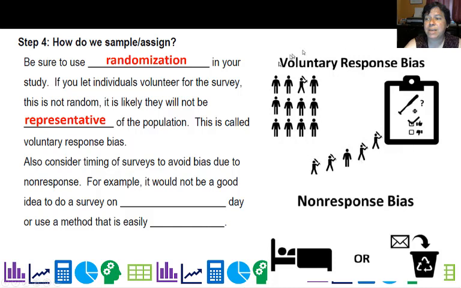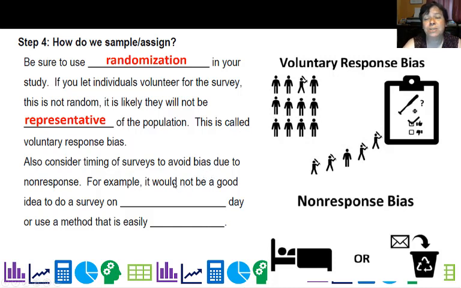I have this image here, and say I went to the cafeteria and I said, hey, I'm doing a survey on baseball. And who's most likely to come up and do my survey on baseball? Probably baseball players or baseball fans. So you can see here's the rest of the people in the cafeteria, and most people going up to do the survey are baseball players. And guess what? They love baseball. You might not get the same response as if you pick the volunteers instead of letting them pick you.